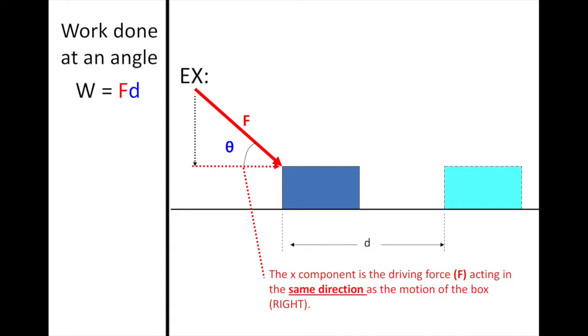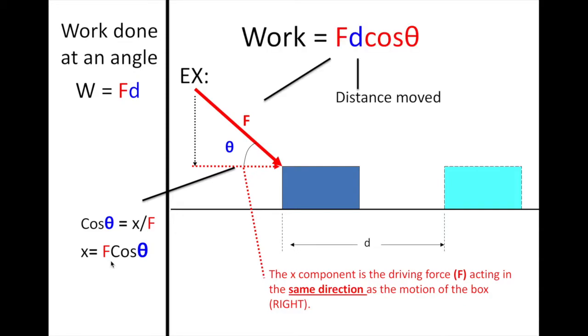When we solve for this x component, we know that the cosine of theta equals x over F, and x is this line right here. When we solve for x, we get F cosine of theta. So we know that this component is F cosine theta. So this is our equation when we're trying to solve for work that is done at an angle.